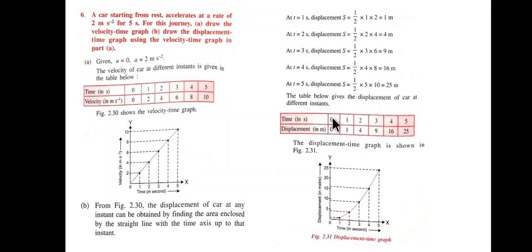So every time you will see the square is formed. 0, 1, square of 2 is 4, square of 3 is 9, square of 4 is 16 and square of 5 is 25. So when you plot this kind of graph, you will get this kind of curve as a graph. So this is the displacement time graph for this particular situation.